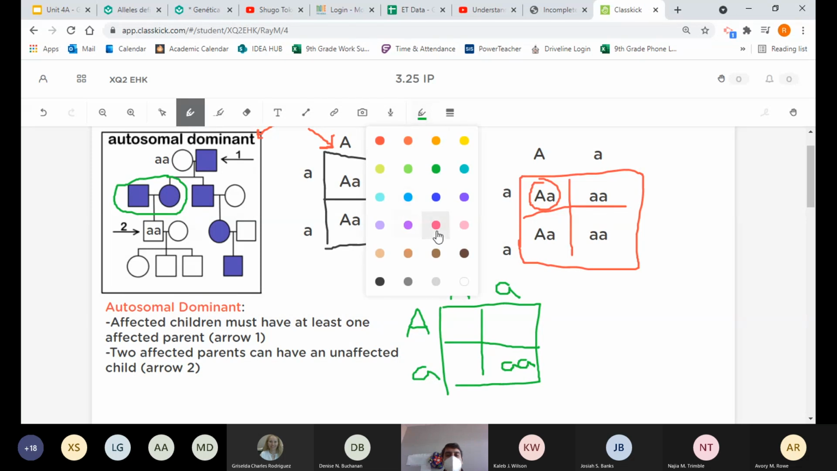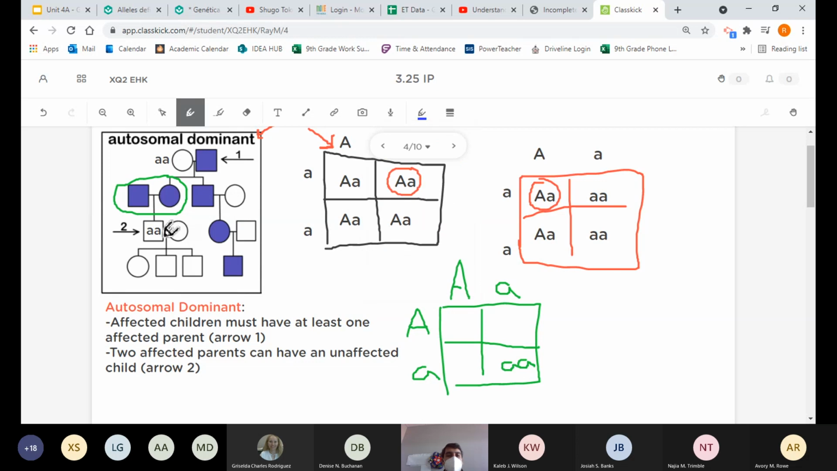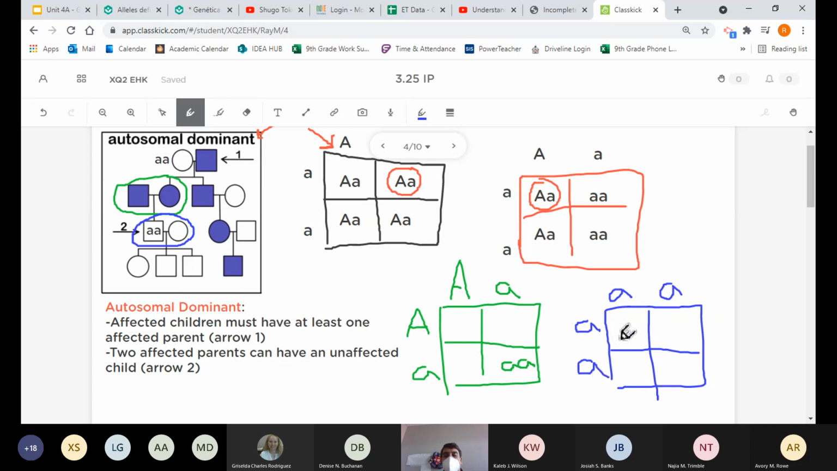And now, last but not least, you're looking at, let's use blue, at this one, you have two unaffected people having kids, which again is another huge advantage for you if you're looking at inheritance patterns. If you have two people who are unaffected, they are only going to have kids that are unaffected, right? That's the only genotype that you're going to see. Because again, there's no dominant allele, so that means none of the kids are going to have a dominant trait.